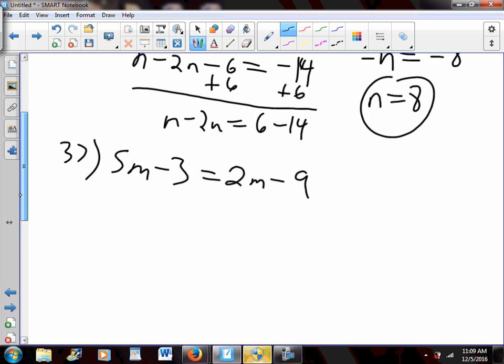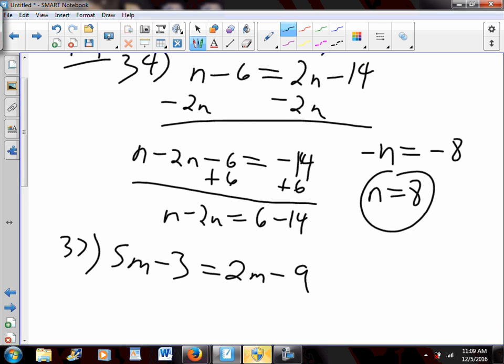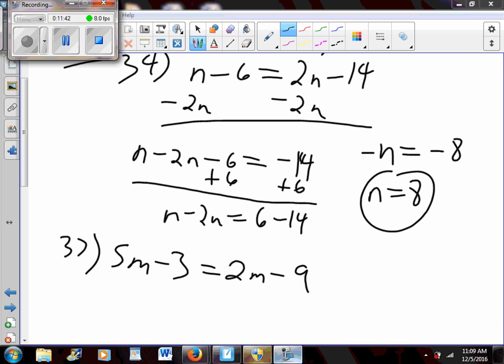Now I want you to try this one. Let me scroll back up here. 5m minus 3 equals 2m minus 9.